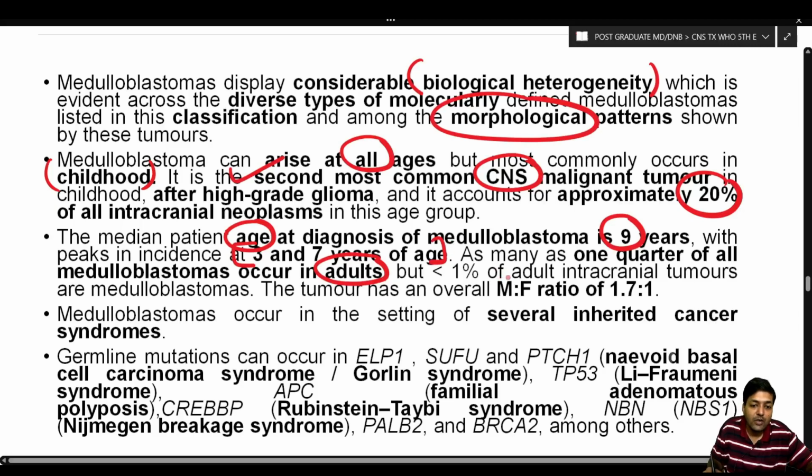Now, the tumor has an overall male to female ratio of 1.7:1. Now, it occurs in a setting of several inherited cancer syndromes like nevoid basal cell carcinoma syndrome, that is Gorlin syndrome, Li-Fraumeni syndrome, FAP polyposis syndrome, Rubinstein-Taybi syndrome, and Nijmegen breakage syndrome as well.